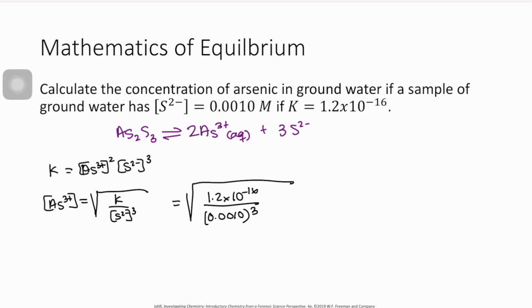All right, with your calculation, I get 3.5 times 10 to the negative 4 molar. So this is an example of how you can use the equilibrium constant and the equilibrium concentration of other species in equilibrium to determine the equilibrium concentration of something within your system. Let's look at another example.